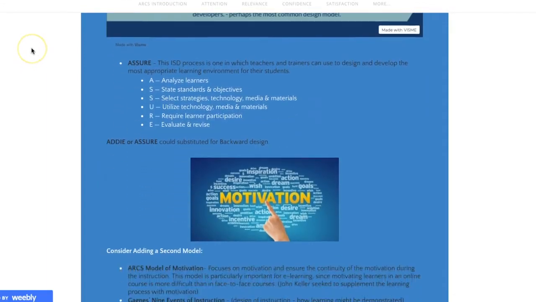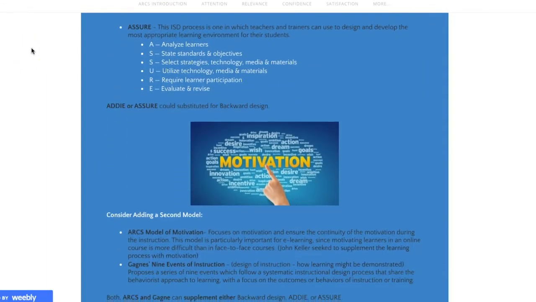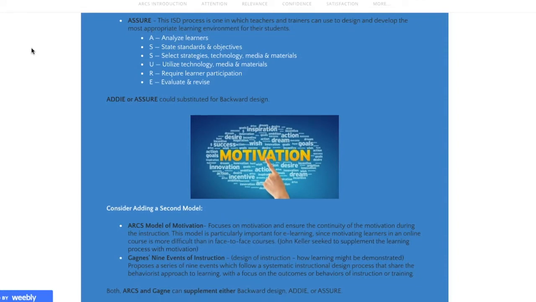While reviewing the instructional design model, consider a second model on how learners might demonstrate their learning or how to motivate the learners. Two to consider are ARCS model of motivation or design of instruction and Gagne's 9 events. Less common are design thinking and agile, though worth a look.